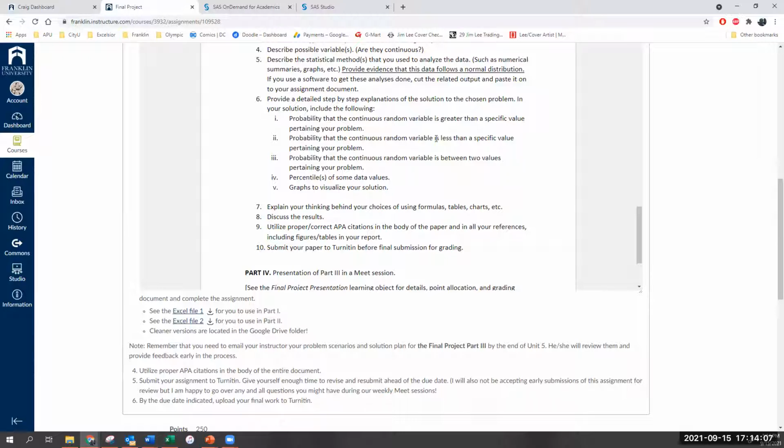Here's the probability of something being less than 107. Here's the probability of something being between 100 and 110. And, you know, here's the 25th percentile of my data. Here's the 90th percentile of my data, you know, that kind of thing. And then here are all the graphs that represent all of these.